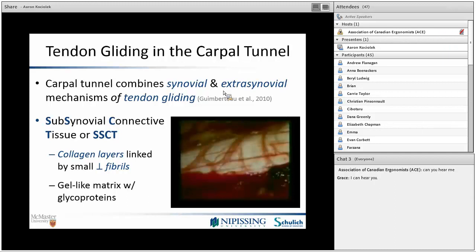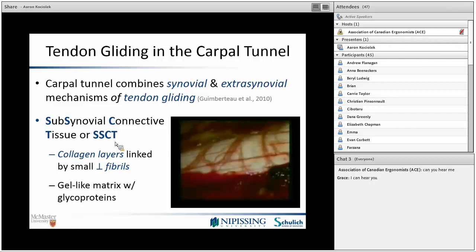This extra synovial mechanism in the carpal tunnel is called the subsynovial connective tissue, or the SSCT. Because that's such a mouthful, you'll hear me say SSCT quite a bit. So I'm going to shorten this tendon gliding mechanism to SSCT. And it's basically created by several layers of collagen, which are linked together by small perpendicular fibrils.